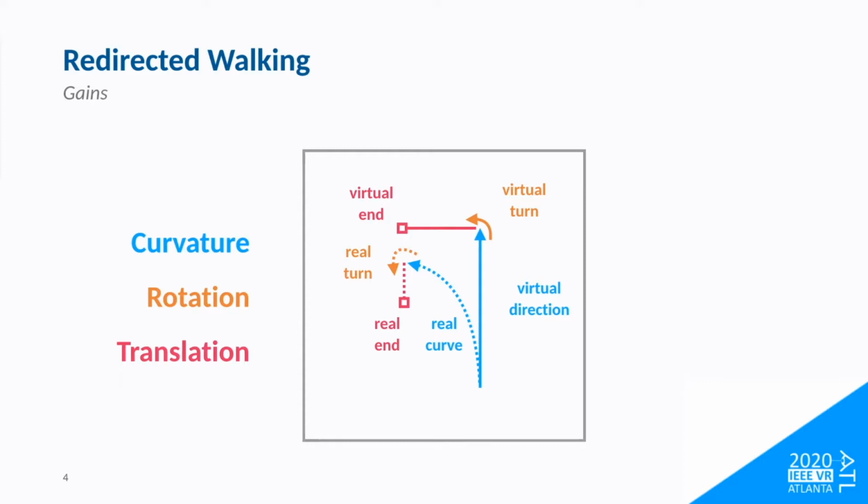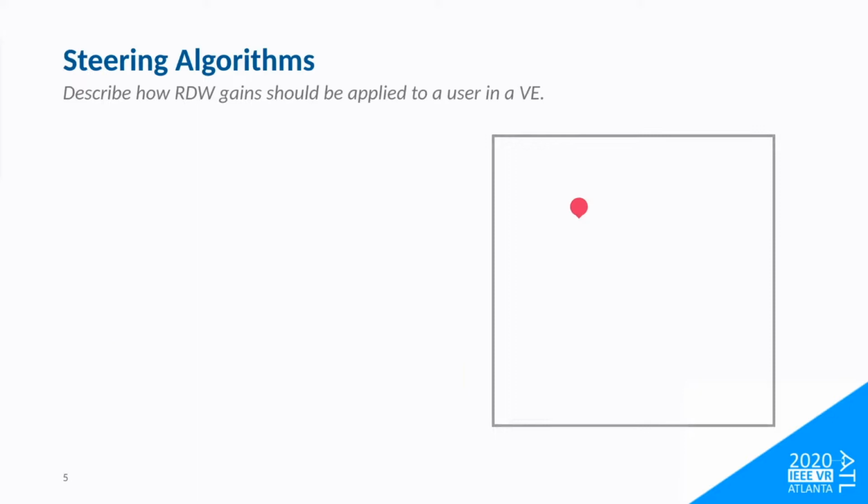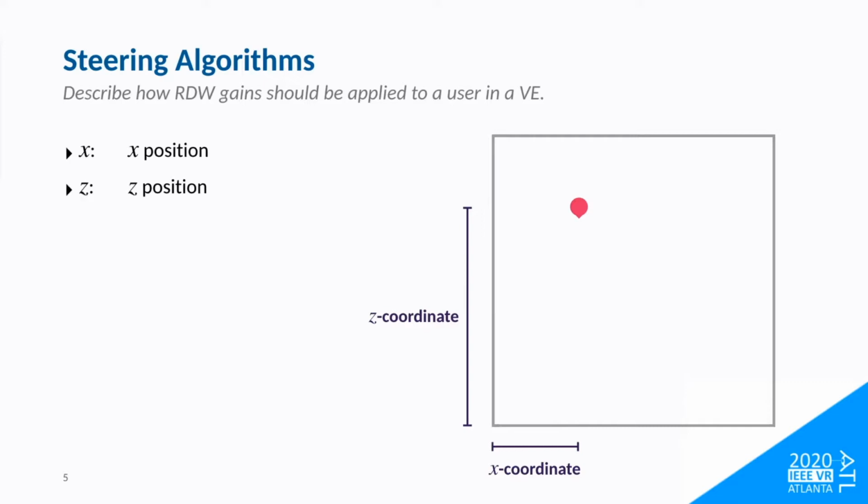This is where we get steering algorithms, which describe how redirected walking gains should be applied to a user. Usually, we don't know where the user is about to walk, and so reasoning about gains must rely solely on information about the user's position within the tracking space. Generally, we can describe the user's state with four variables. First, we might look at the user's X and Z positions in the tracking space. We can also look at their heading direction, as well as their looking direction.